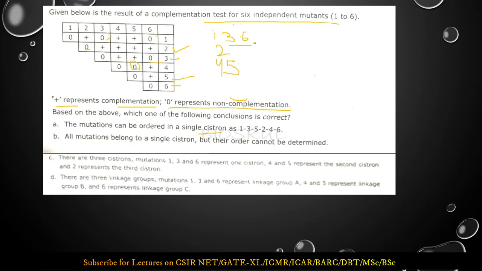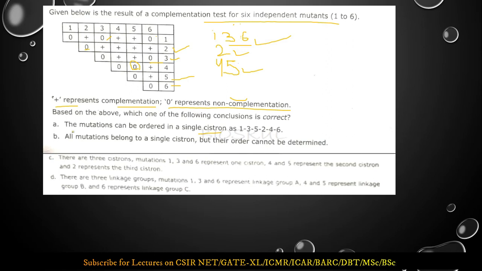We got 3 cistrons here. One cistron is 1, 3 and 6, mutations at 1, 3 and 6. Mutation 2 represents another cistron. And mutations 4 and 5 represent the third cistron.